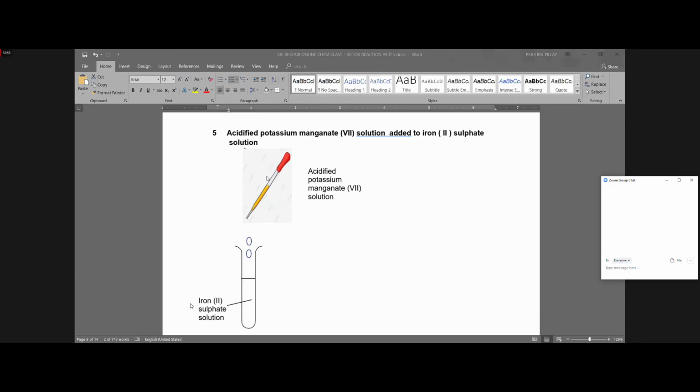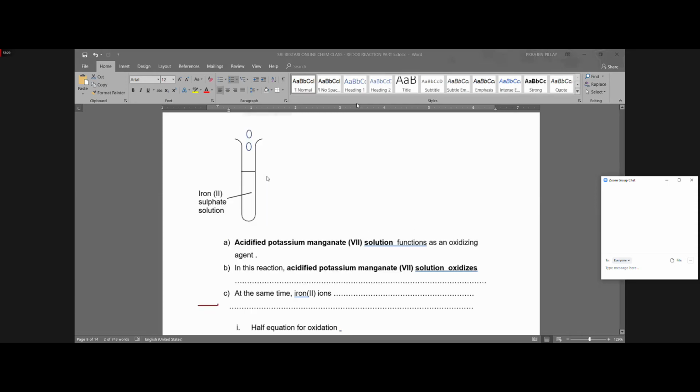Iron 2, highlight the iron 2. That is my reducing agent, not the sulfate. What color is iron 2? Pale green, light greenish yellow. So this one is purple, not orange, purple, because manganate 7. Oxidizing agent, reducing agent. Okay, done. Let me clear first.